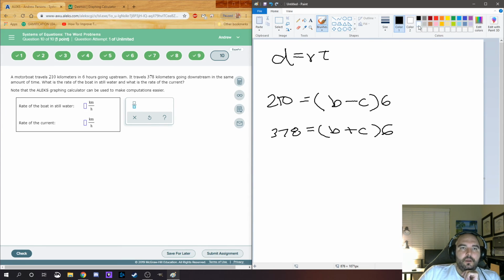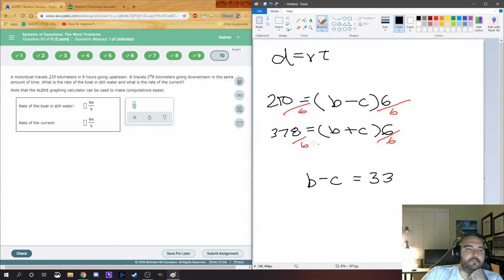Now here's what I'm going to do. I'm going to advise you when you solve these. These sixes should be distributed. But instead of distributing them, how about we divide first? The cost is we have to do it on the other side though. So we're going to get two new equations. 210 divided by 6, which is 35. That equals B minus C. You'll notice I'm flipping it around. I much prefer the letters on the left. Then 378 divided by 6 is going to be 63.